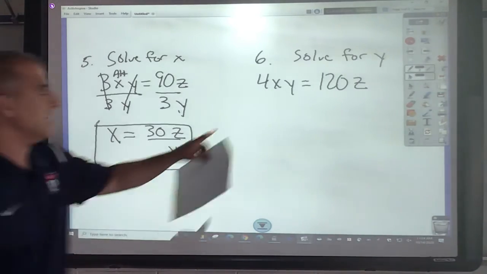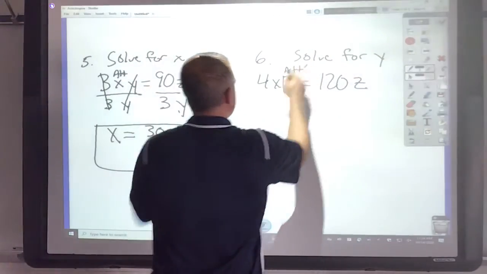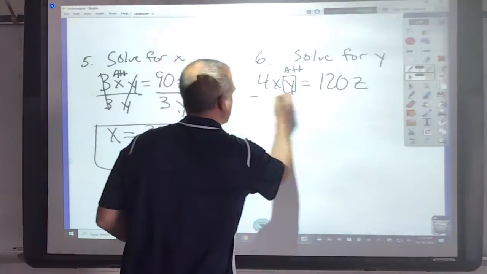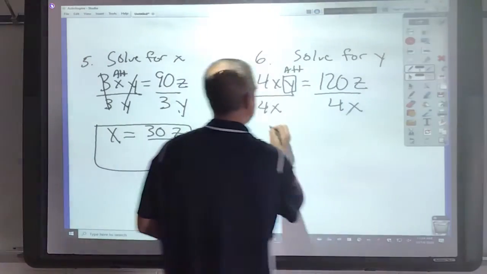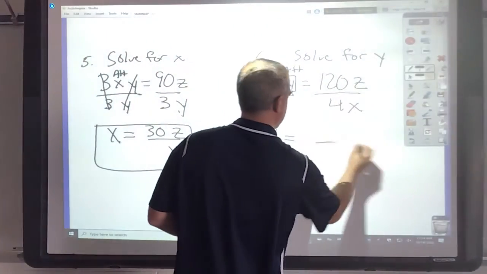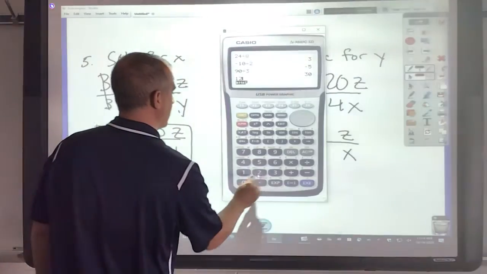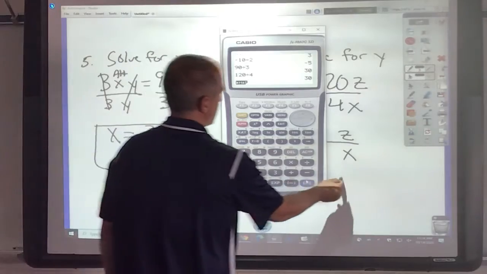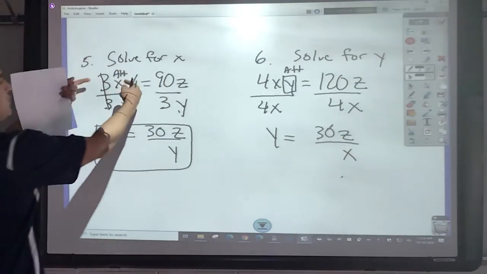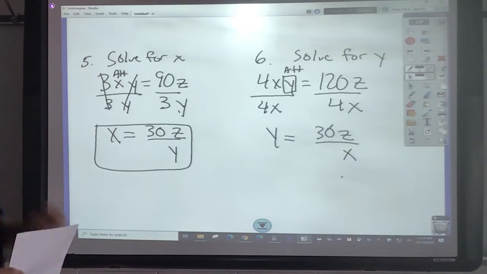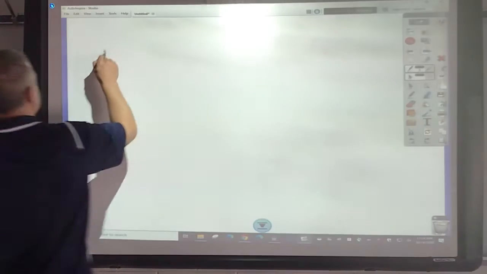This one is solve for y, so this is the attached. These two are still attached to that, so I would divide both parts by 4x. So it'd be y equals, I can leave the z here and the x there, and then I do 120 divided by 4. I get 30 again. And so that's how you do those. You could have two things attached, not just the number, but also the letter. I would like you to try.